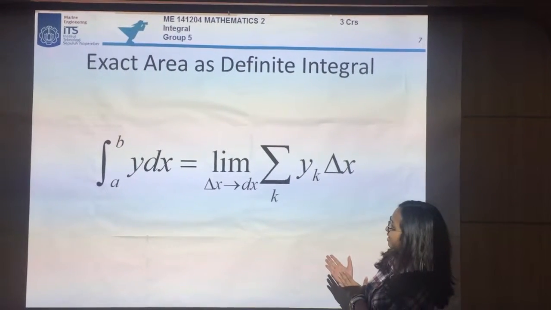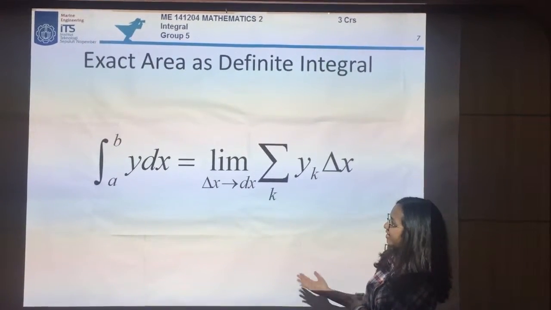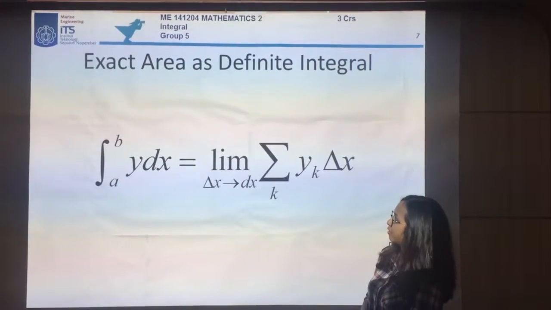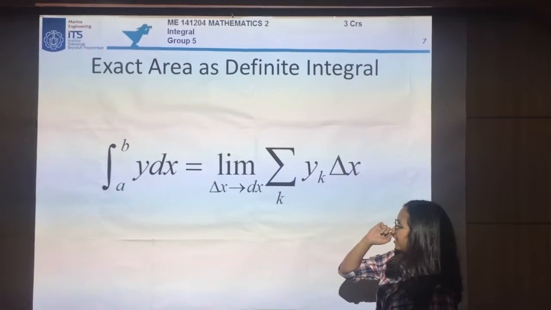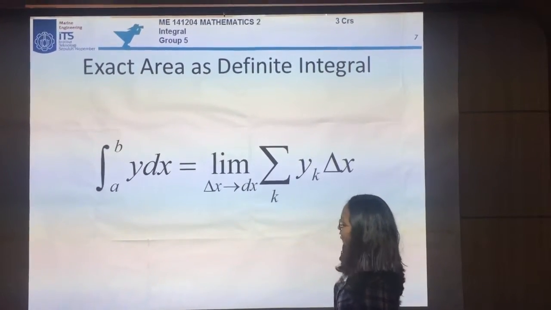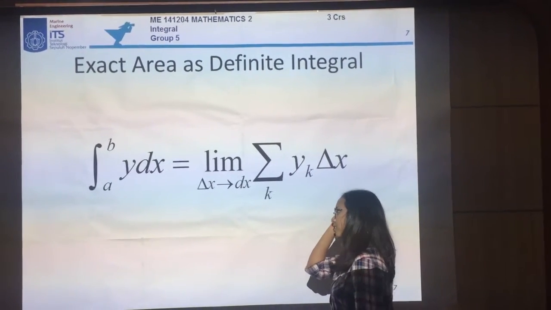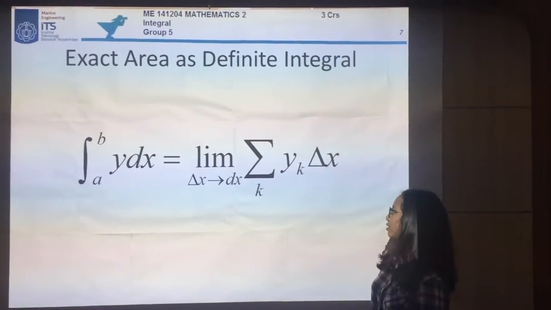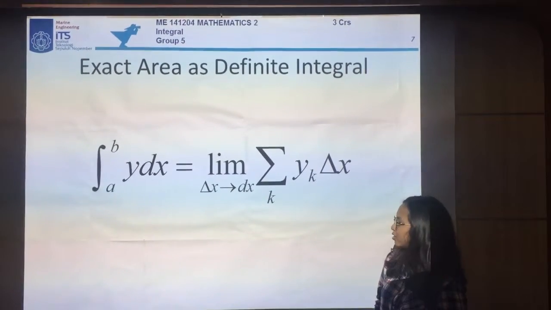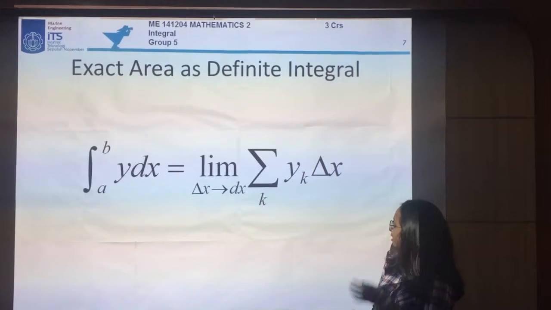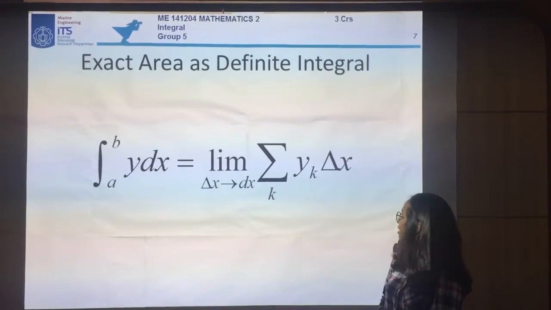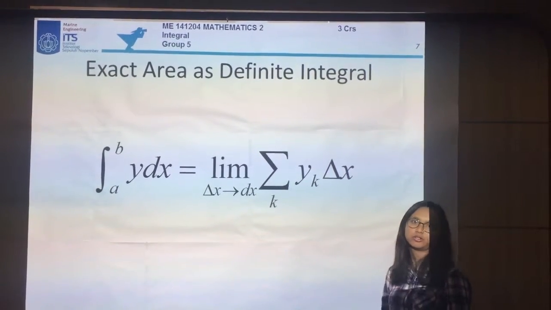So this is an integral equation or formula used to calculate an area, which is the integral of y dx with the range from a to b equals the limit as delta x approaches dx of sigma y times delta x, with k being the value. Next.